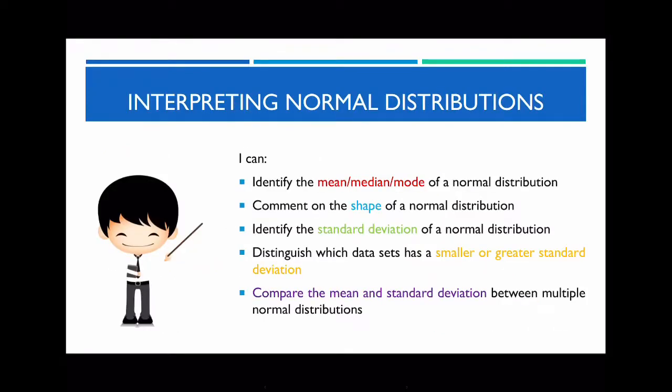These are the kind of things that I'm expecting you guys to do related to the normal distribution. So you should be able to identify the mean, median, mode, which everyone should be able to do. Comment on the shape, which is, we said it was a normal distribution. It is symmetrical in this case. Identify the standard deviation. Distinguish which data set has a smaller or greater standard deviation, and compare the mean and standard deviation between multiple normal distributions.